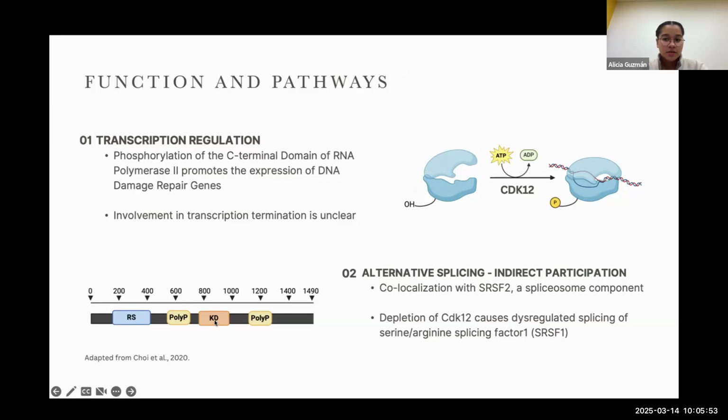Depletion of CDK12 in cells does not alter the universal transcription rate, but at low doses of inhibitors, it can downregulate the expression of DNA repair genes. And at higher doses, it can also affect the expression of super-enhancer-associated genes, as we will see later on in my presentation. It is indirectly involved in alternative splicing, specifically by processing splicing factors such as RSSF1, which are crucial in the processing of other proteins.